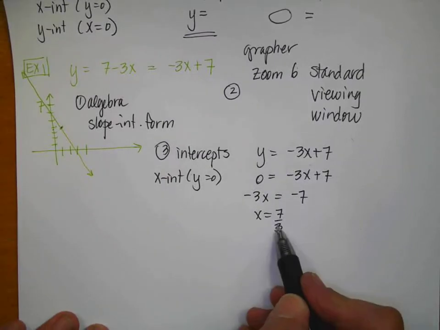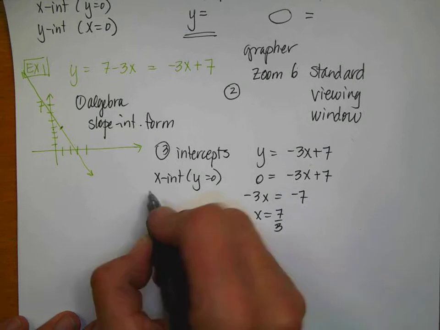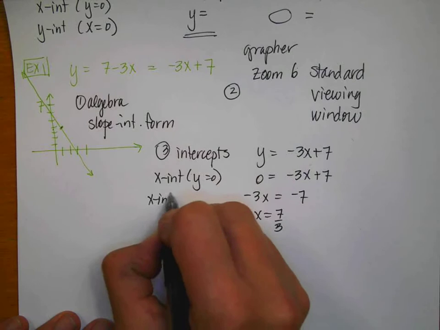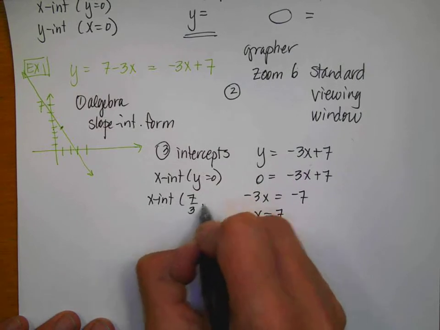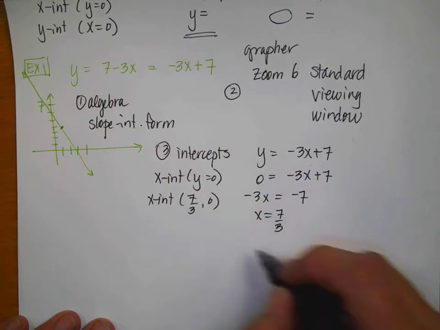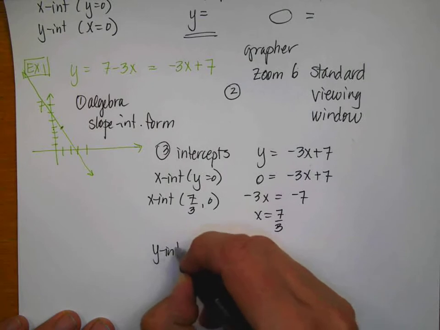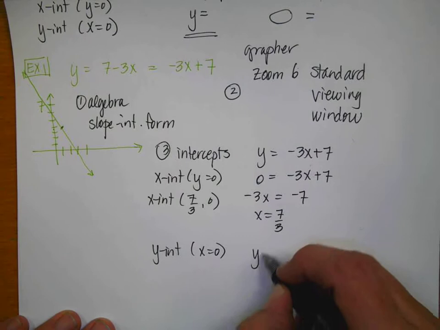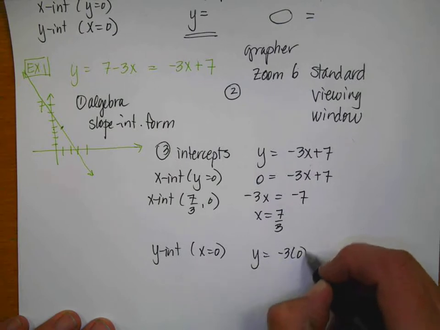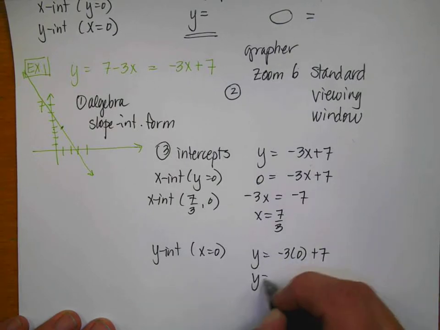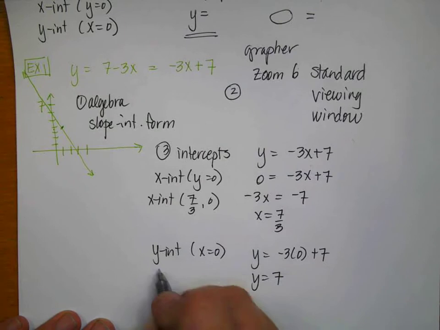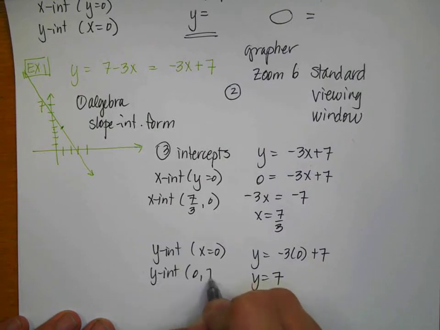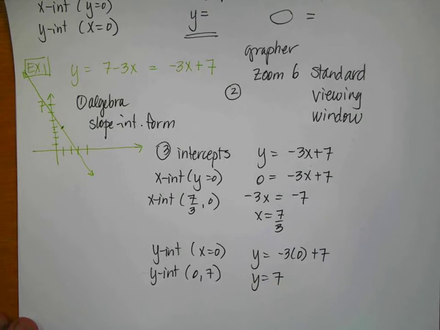When we report intercepts, because it is a specific point, you have to report them in ordered pair notation. So the x-intercept would be (7/3, 0). When I find my y-intercept, that's when x is equal to 0. So then I would get y is equal to negative 3 times 0 plus 7, or y is equal to 7. And then I report that the y-intercept is at (0, 7).